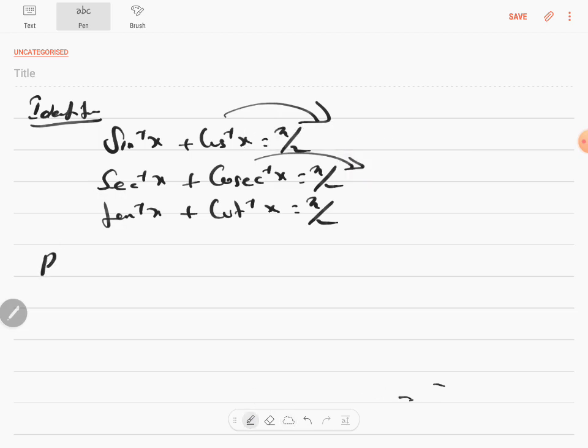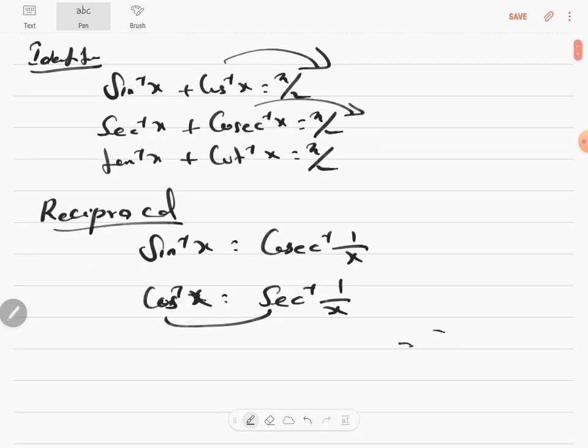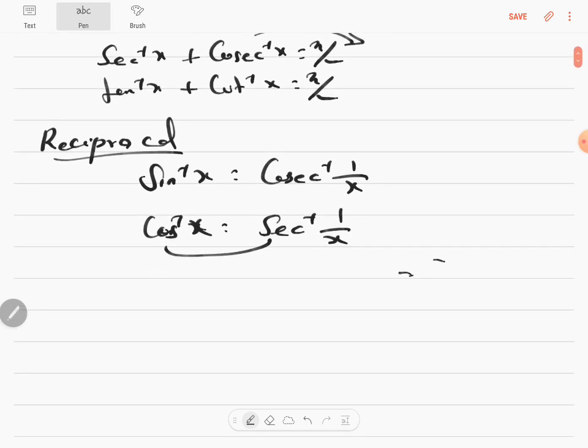Next is reciprocal function. Reciprocal function is like sine inverse of x is cosecant inverse of 1 by x. And cos inverse of x is secant inverse of 1 by x. The reciprocal of cos is secant, and the reciprocal of x is 1 by x. You have to do both, and so on. Tan inverse of x is cot inverse of 1 by x, and so on.